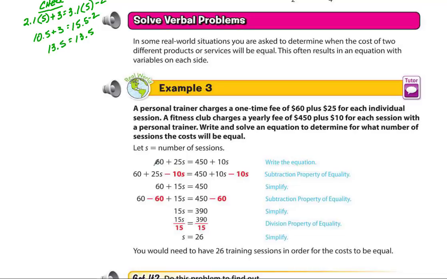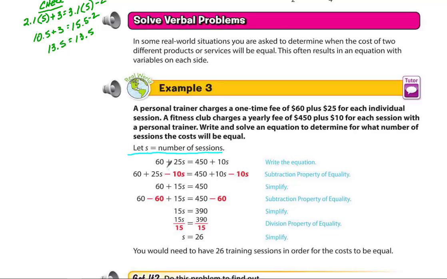This $60 is the one-time fee for the trainer, plus $25 times S. So we've said right here, let S be the number of sessions. Over here, we have $450 to join the health club, but only $10 for a session.